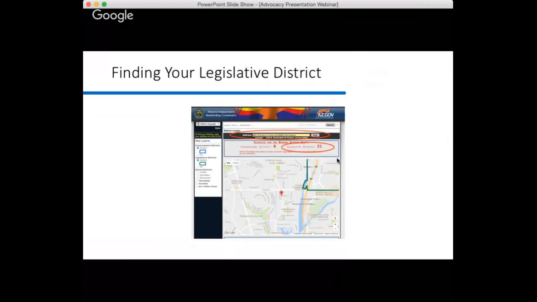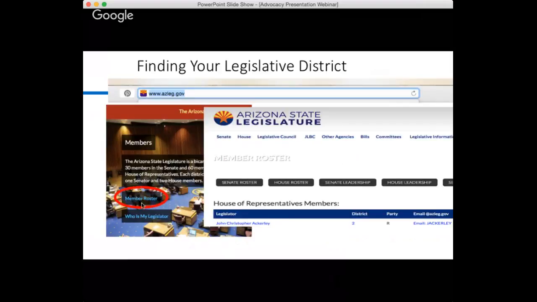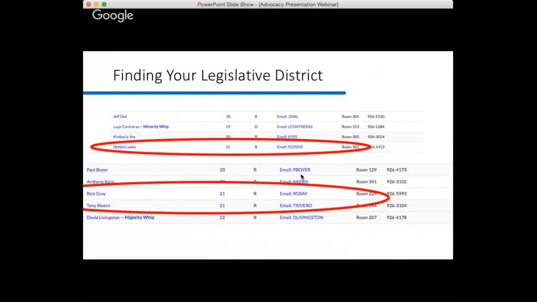So you're going to take that legislative district number, go back to that members page at arizonaleg.gov, and click on member roster. Now, this is a completely different look than before. Once you click on member roster, it is going to show you this page, and you can go ahead and find your House and Senate representatives. I clicked on both rosters and pulled the information by district. You can sort by name, district, party, email, phone number, whatever you want.